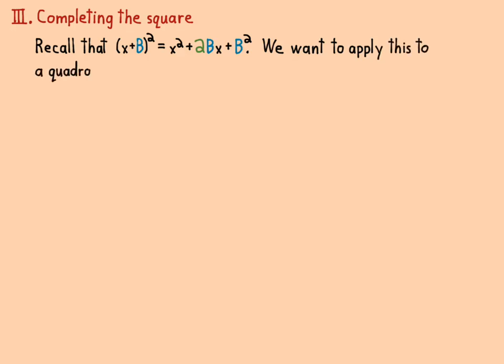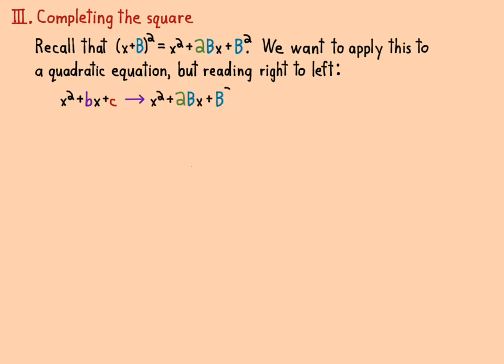So we want to apply this binomial formula for squares to a quadratic equation, but reading it right to left. You know that we're doing it backwards. We'll start with a trinomial and turn it into x plus some number, the quantity squared. Okay? And we're going to start this with leading coefficient 1, because you actually always do this with leading coefficient 1. If there's some other leading coefficient, you either factor it out or divide it out. So we do this with leading coefficient 1.